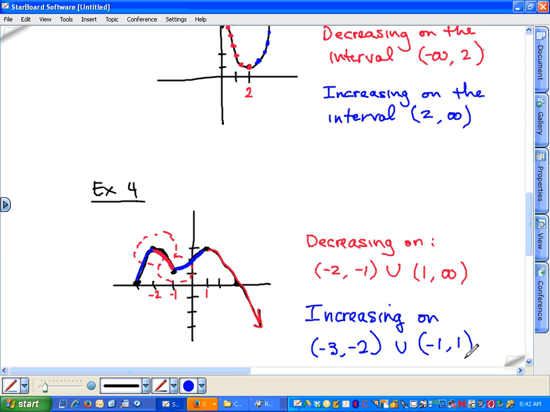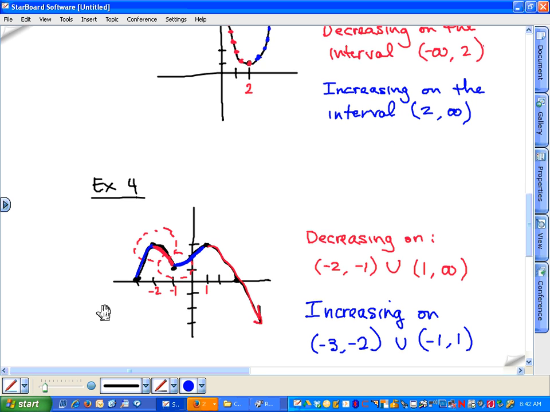Okay? And just to tie this into objective 3, what's the significance of when a graph switches from increasing to decreasing or decreasing to increasing? What happens there? What do we find? We find extrema, either a minimum or a maximum of the graph. They're not the overall highest or lowest point. They're called local minimums or local maximums. Okay.